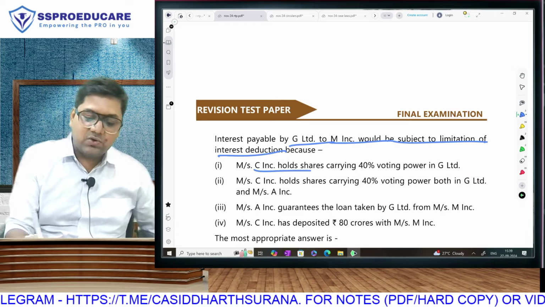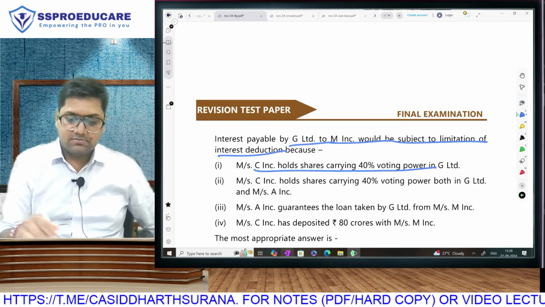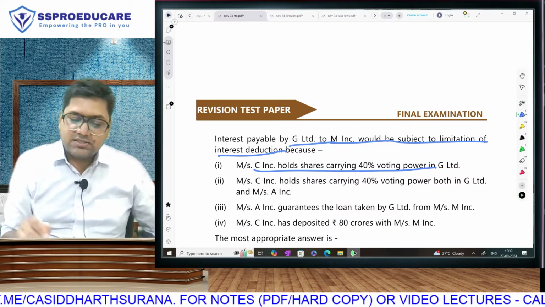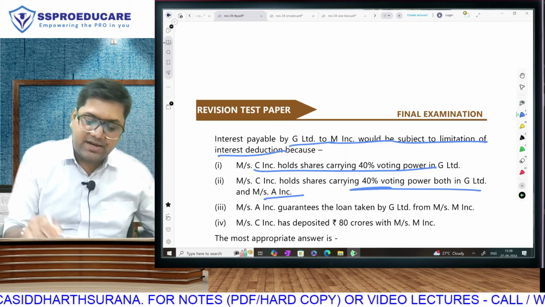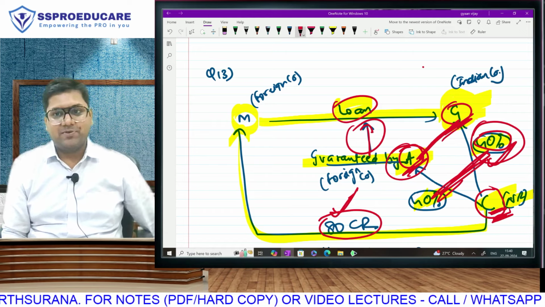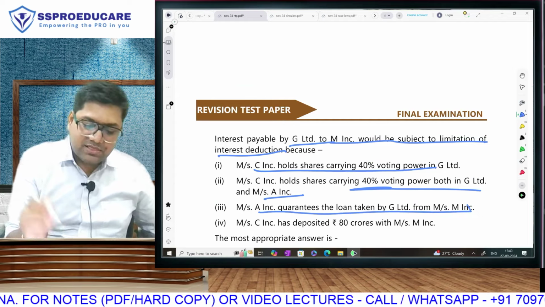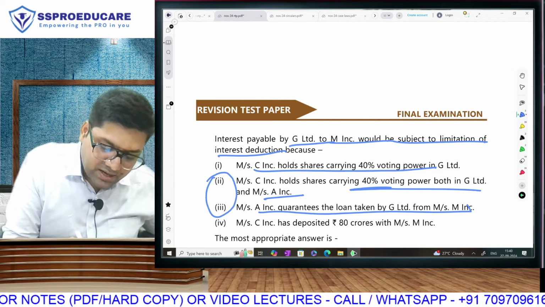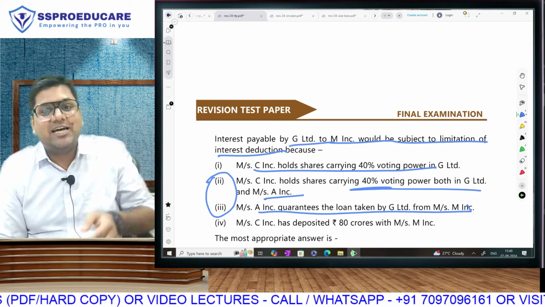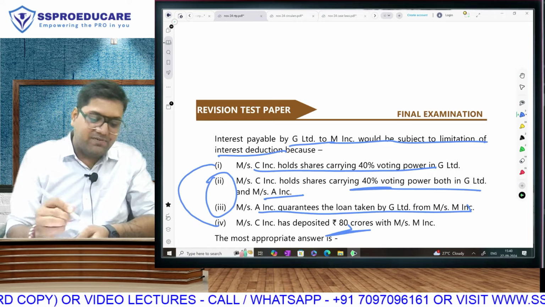Why? C is holding 40% in G. This was the first condition. C is holding 40% in G. C is holding 40% shares in G and A both. But this is attracting the second situation. A is becoming an associated enterprise because of this. A guarantees the loan. Matlab, if you observe carefully, these two together trigger that situation. A is giving a guarantee, and A and G are associated enterprises. And C has deposited 80 crore. So these two are related with each other.